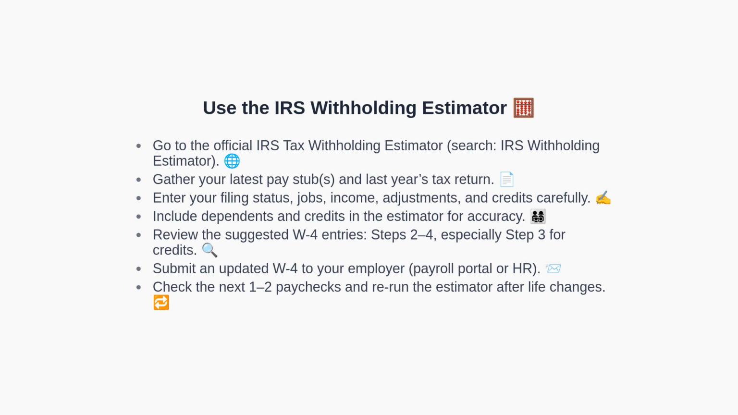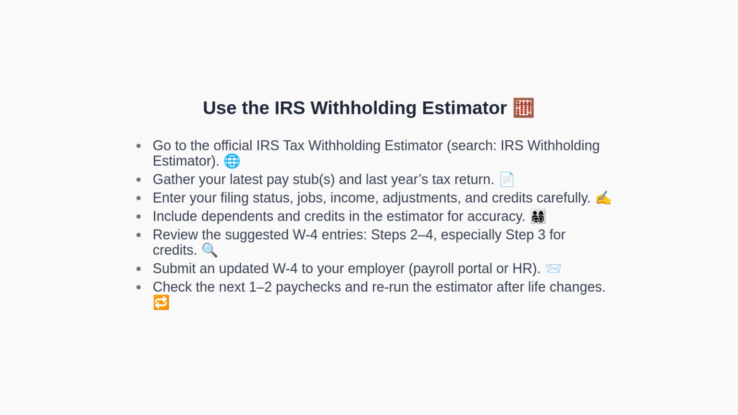After that, review the estimator's specific suggestions for W-4 steps 2 through 4, paying close attention to Step 3 for credits. Next, submit an updated W-4 through your employer's payroll portal, or HR. Then, verify the change by checking the next 1 or 2 paychecks. Finally, rerun the estimator after any life changes such as a new job, raise, or family changes.